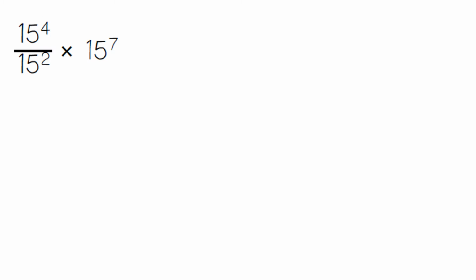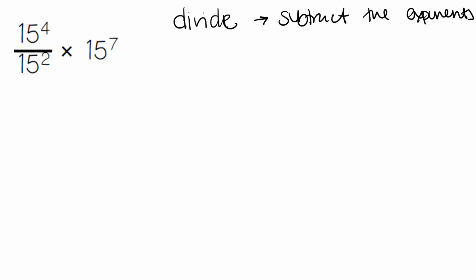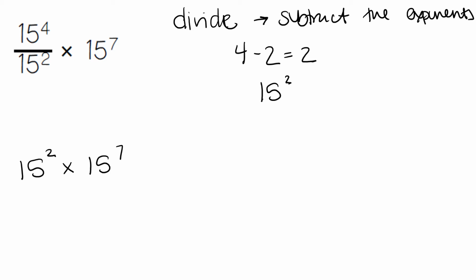Again, we have a multi-step problem, 15 to the 4th divided by 15 squared times 15 to the 7th. We're going to start with the division problem because that one has the most pieces to it. When we are dividing, we are going to subtract the exponents. So we're going to take our 4 and subtract 2 to get 2, 15 to the 2nd power. We're then going to rewrite the problem, 15 to the 2nd power. We keep the 15 to the 7th because we did not use that piece of the problem yet.